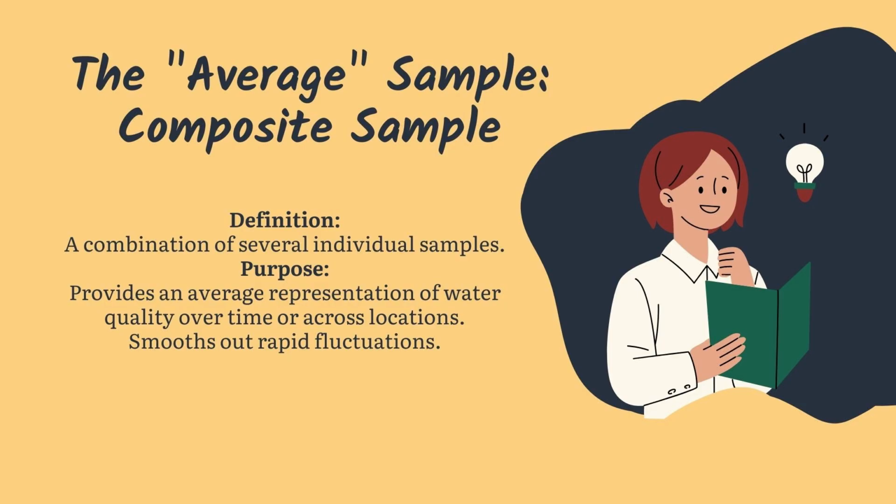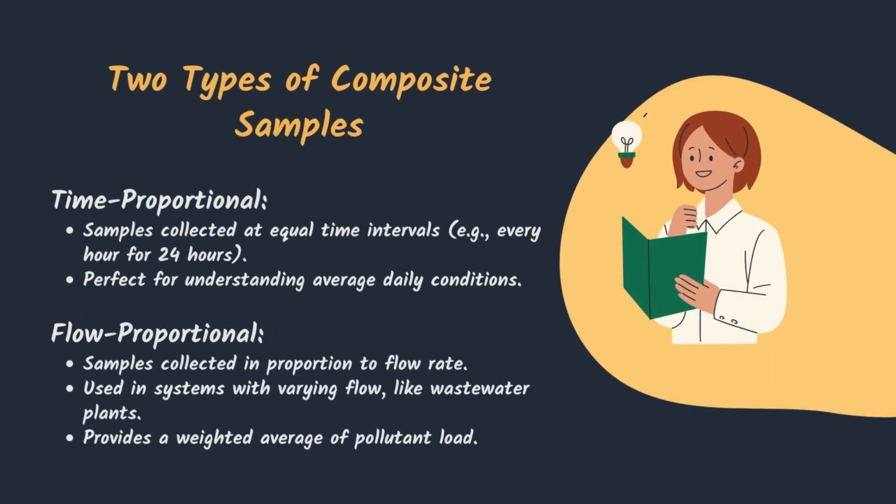The purpose of a composite sample is to provide an average representation of the water's quality. It smooths out the peaks and valleys of a single measurement and gives us a more general picture. There are two main types of composite sample. First, time proportional. In this method we collect samples at equal time intervals. For example, we might take a sample every hour for a 24-hour period. This is perfect for understanding the average condition over a full day.